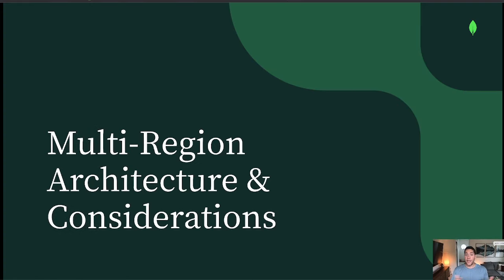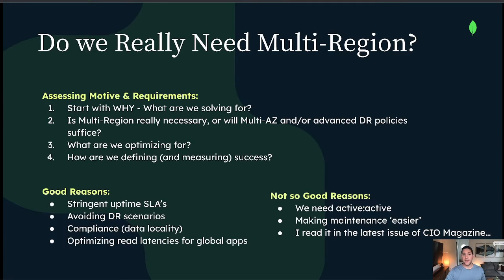So now we're going to get into actual multi-region architectures and considerations. So the first thing that we should start with when we're approaching this type of scenario is really understanding what it is we are trying to achieve, right? So start with why. What are we solving for? What pains do we believe that multi-region will address? And to wit, is multi-region even necessary?